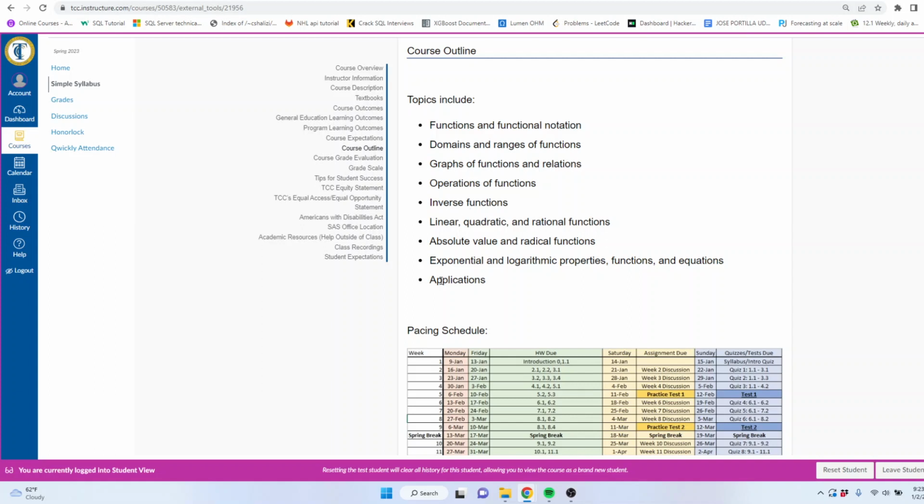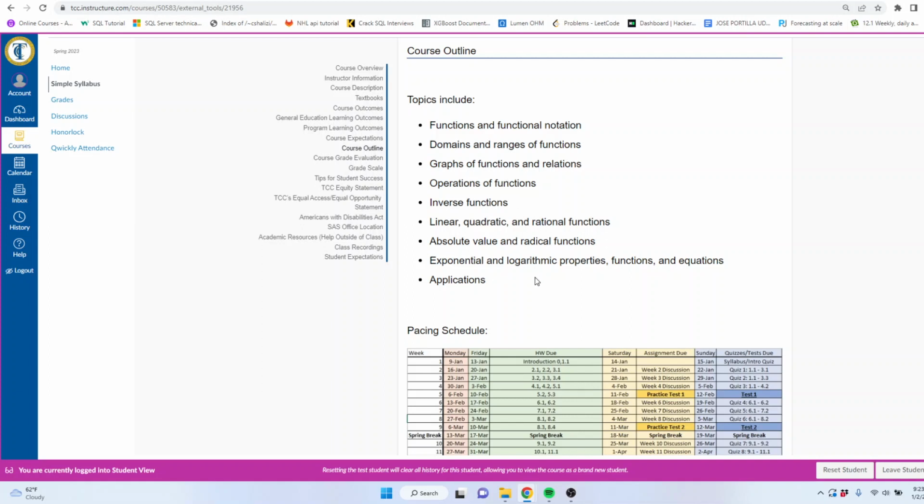And then we'll get down to specific types of functions like inverse functions, linear, quadratic, and rational functions. So lines, parabolas, and rational functions may be a little more on the new side. Absolute value and radical functions also might be a little on the new side. You might be familiar with them.